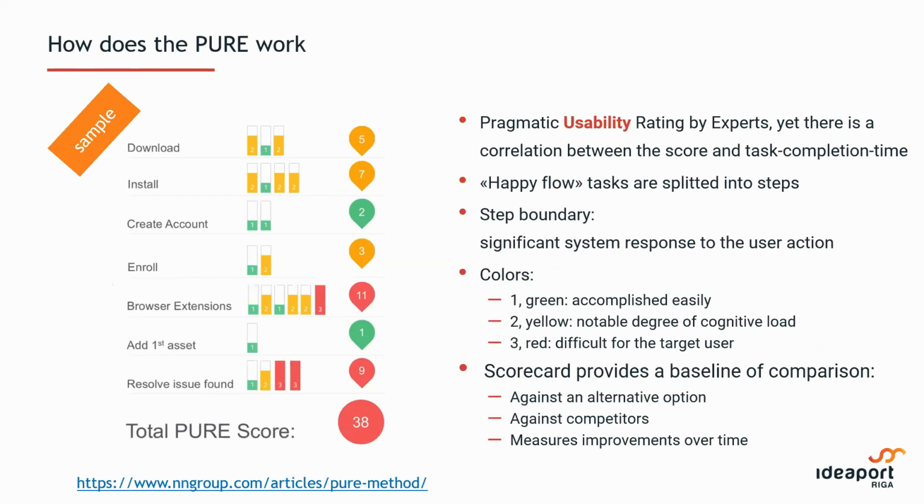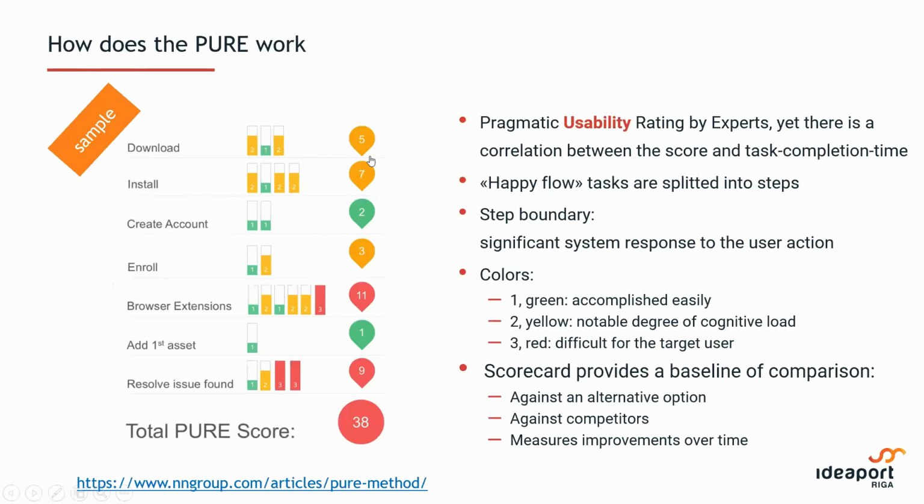Here we would have these different tasks, like download, install, create account. All the steps would be indicated as a bar, and then we would assign that number and color to each of the bars. And then we would sum them all together. Like, for download, it would be 2 plus 1 plus 2, so it results in 5.